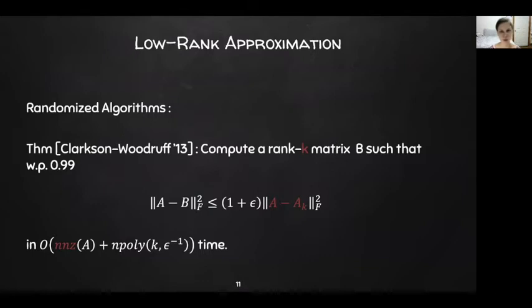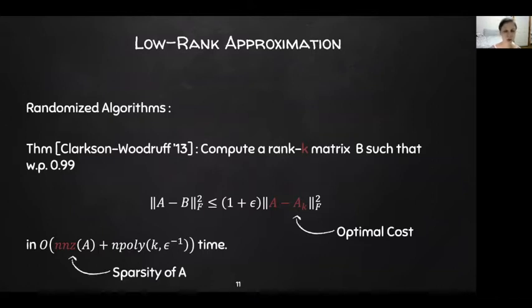A long line of work on randomized algorithms culminated in a 2013 paper by Clarkson and Woodruff that showed how to compute a rank k matrix B such that the Frobenius cost of B is at most 1 plus epsilon times the cost of the truncated SVD. Recall, the cost of the truncated SVD is optimal. Further, the running time of this algorithm depends on the number of non-zero entries in A. In other words, the running time is linear in the size of the input.